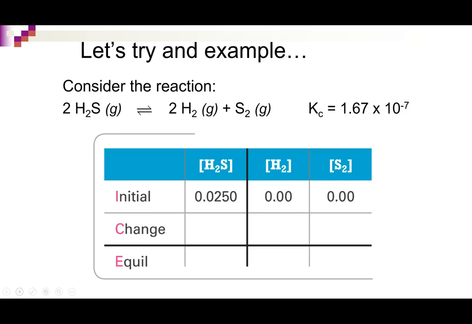The textbook provided us with an ice table. So we've got our reactant. I'm going to put our helpful 2 in there, so we don't forget to multiply it by 2.